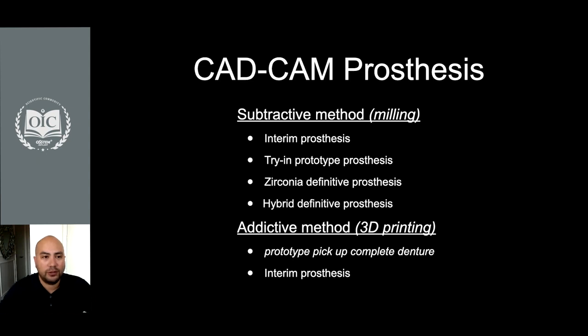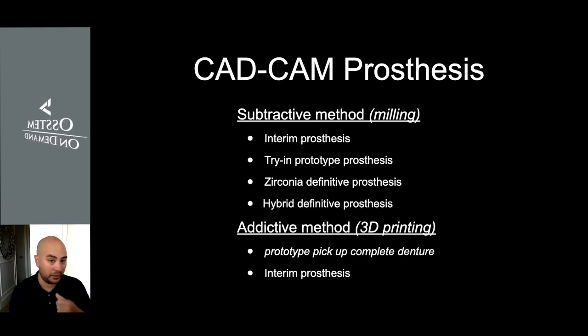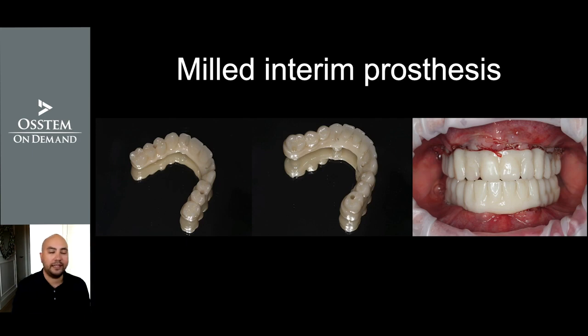And now let's focus on CAD/CAM prostheses, which can be achieved with subtractive methods, milling, with interim prosthesis or trying prototype prosthesis, zirconia or hybrid definitive prosthesis. And then also we have additive methods now with 3D printing, which allows us to fabricate mainly prototype pick-up dentures and interim prostheses. Okay, milled interim prosthesis.